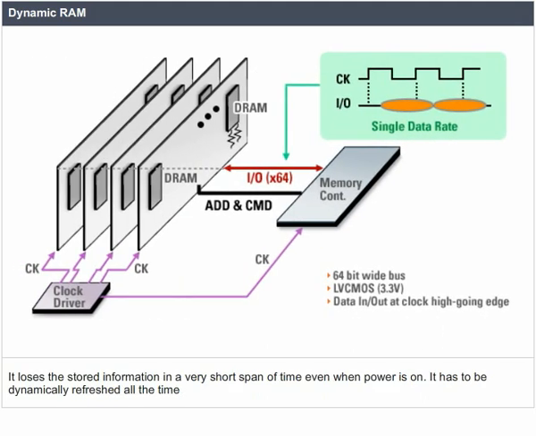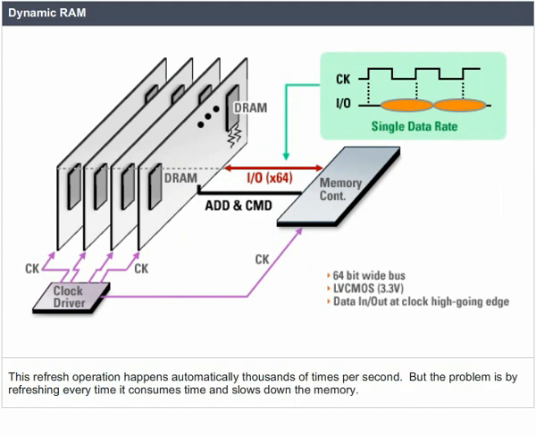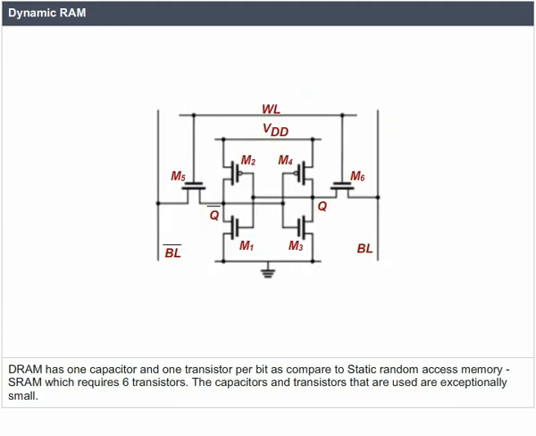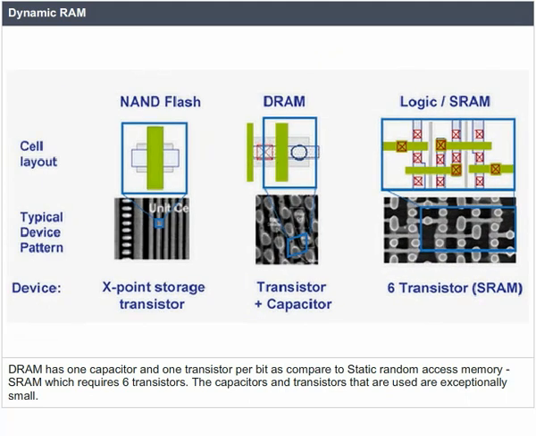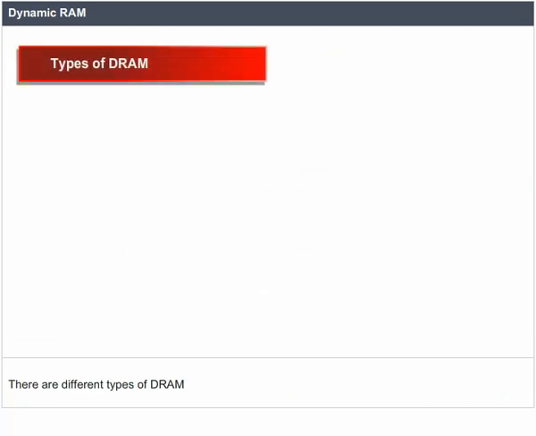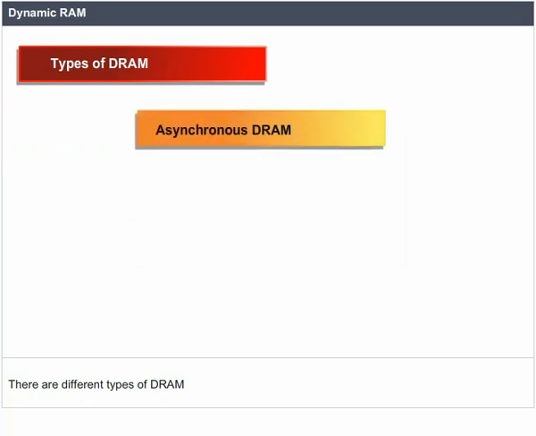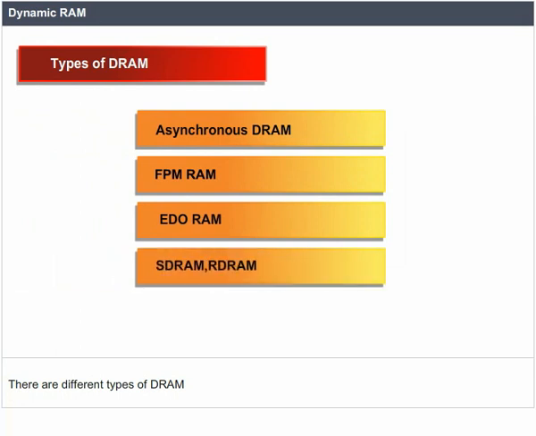This refresh operation happens automatically thousands of times per second. But the problem is, by refreshing every time, it consumes time and slows down the memory. DRAM has one capacitor and one transistor per bit as compared to static random access memory (SRAM), which requires 6 transistors. The capacitors and transistors that are used are exceptionally small. There are different types of DRAM: asynchronous DRAM, FPM RAM, EDO RAM, SDRAM, RDRAM, and DDR-RAM.